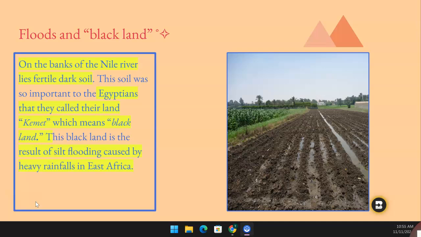It would be like in the United States today if we called ourselves the Silt Nation, right? It was so important to them that that's what they named themselves. They named themselves after the black land. And like we've learned before, the river flooding has to come from something. Their river's flooding came from heavy rainfalls in East Africa on the Ethiopian plateau. So it wasn't necessarily snow, like snow melting in mountains, it was rain in mountains.